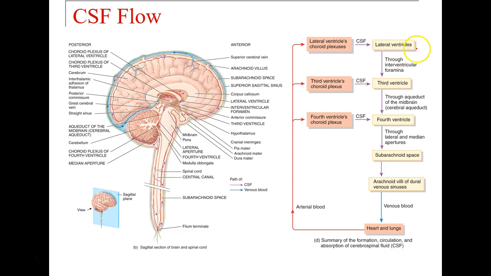So this is a chart showing the flow in the lateral ventricles, third, fourth, subarachnoid space, and then we reabsorb in the arachnoid villi of the dural venous sinuses. Then we move into those sinuses we spoke of, the inferior, superior, and sagittal and transverse sinuses. And then we will move into the venous blood, to the heart and lungs, where we will return back into the choroid plexus.